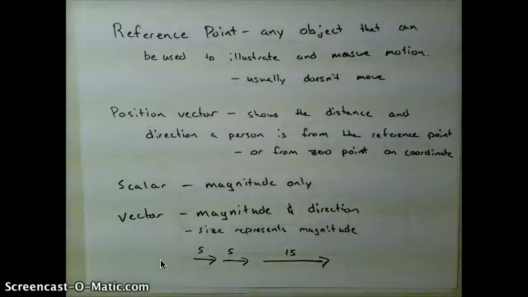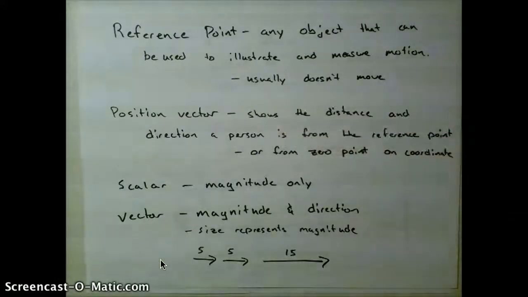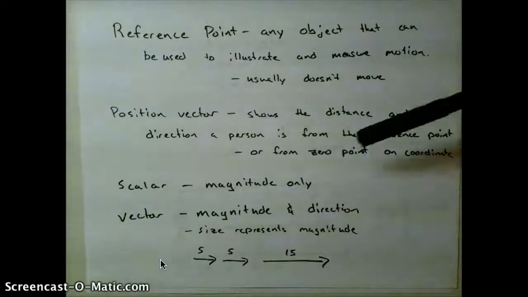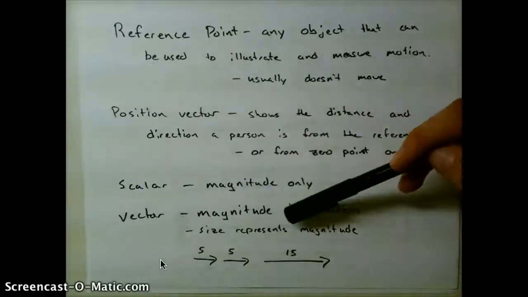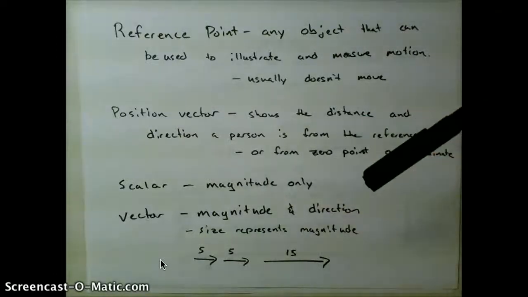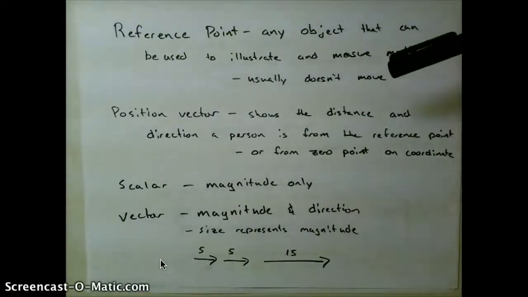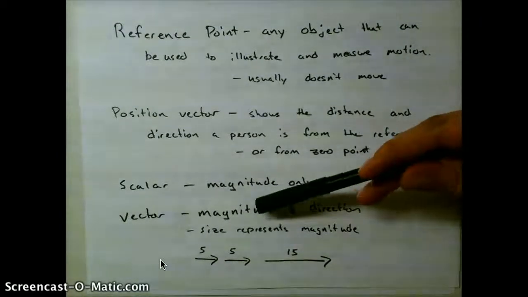Another way of describing our motion is by use of position vector. Position vector just shows the distance and direction from the reference point that a person is moving, or in the event of a coordinate system, from the 0 point. Keep in mind that this is a position vector. A vector must have magnitude and direction. If it only has magnitude, then it's a scalar quantity. So 55 miles per hour would be a scalar quantity, whereas 55 miles per hour east would be a vector. Vector has magnitude and direction.